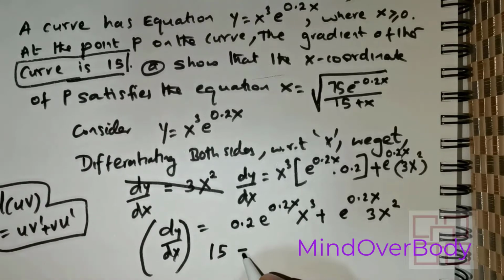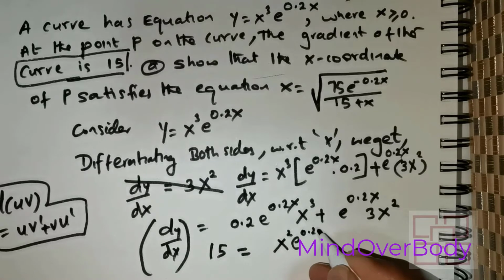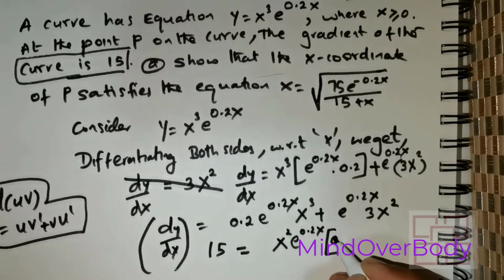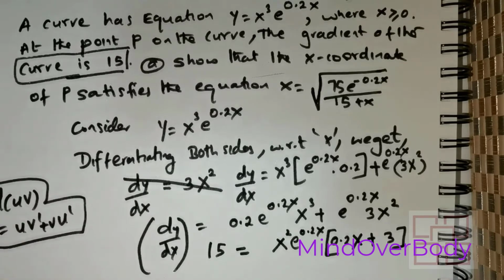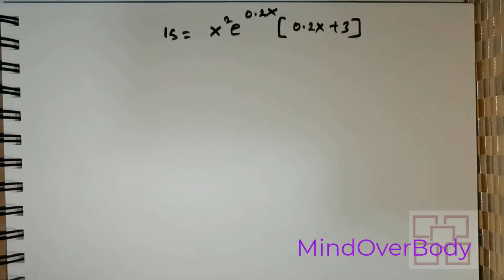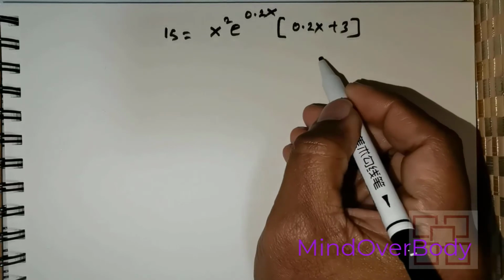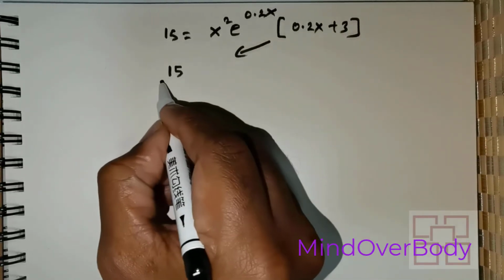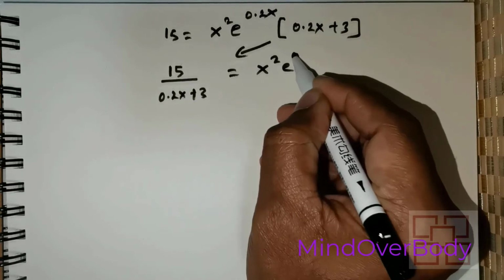So we now have 15 is equal to, what I can do, I can take x squared out, I can take e raised to the power 0.2 times x out. When I do that, I would get 0.2 times x for the first quantity, plus I have taken x squared out, I have taken e raised to the power 0.2x out, so I have just got 3 there. So this is what I am getting. Now from here, I have to make the simplification and find the values for x. So I've got 15 equal to x squared times e raised to the power 0.2x times 0.2x positive 3. I want to bring this down. So this would be 15 divided by 0.2 times x positive 3 is equal to x squared times e raised to the power 0.2 times x.